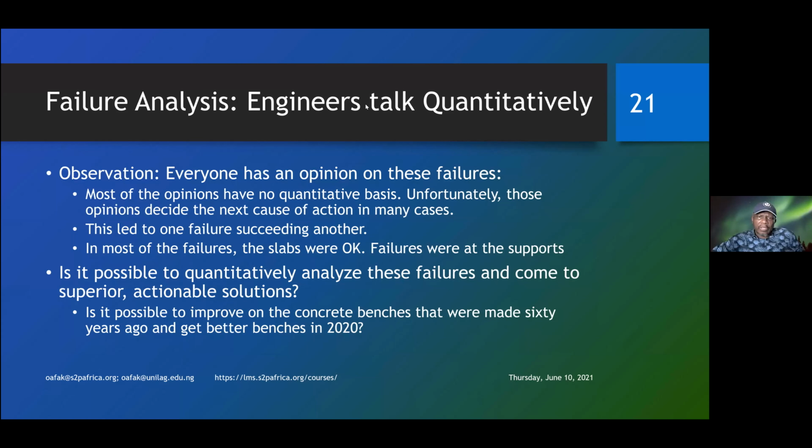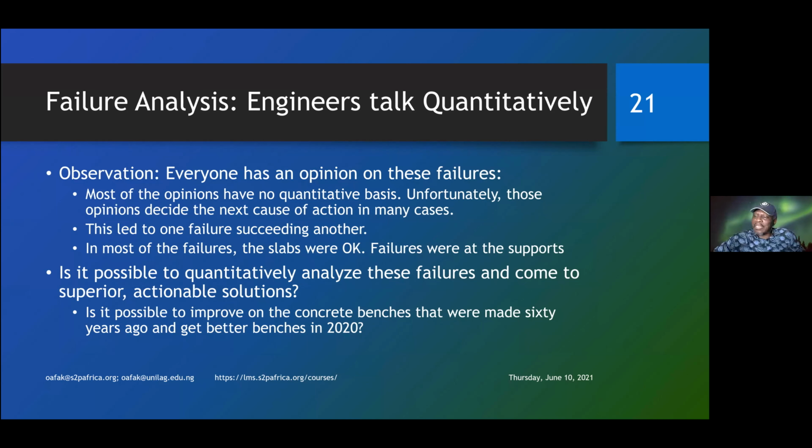Okay, so engineers talk quantitatively. So mark that. If you want to talk as an engineer, you talk quantitatively. You will not say the beam is too small. You will say the beam should have been 3 inches thick, but it was 2.5 inches thick. That is different from, oh, it should be thicker. No, that's qualitative. It was 2.5 inches thick, it should be 3 inches thick.